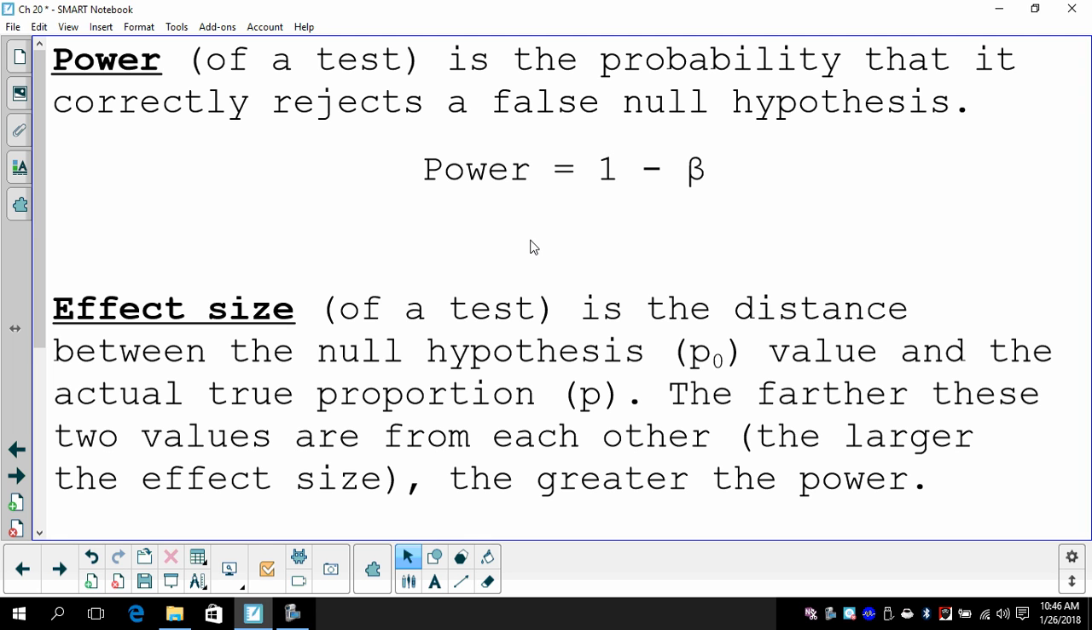We can also talk about the effect size. Basically, that is the distance between the null hypothesis proportion, p0, that we are accepting as the real proportion, and p, which is the actual true proportion that we can't really know. So the further they are apart, the greater the effect size and the greater the power of our test.